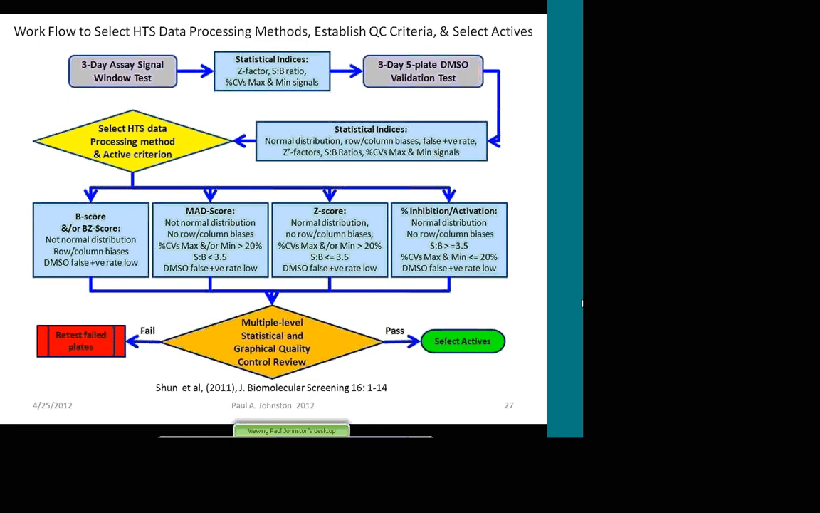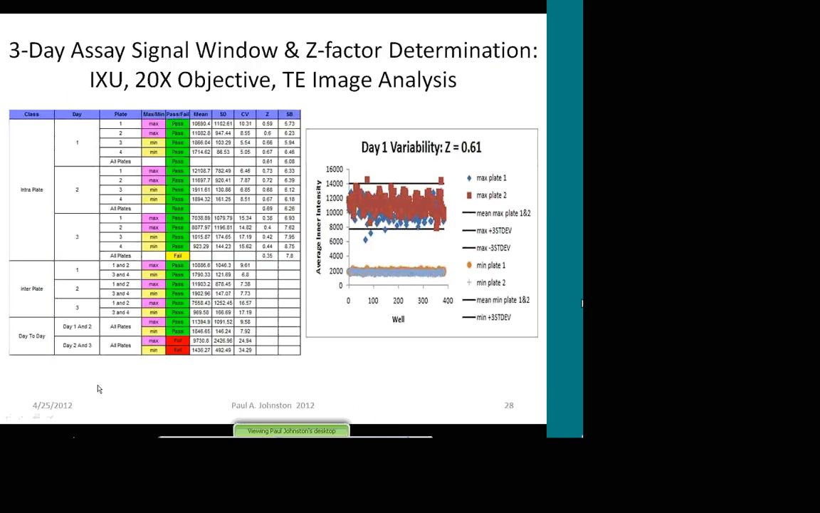This is just a cartoon from one of our publications that really shows we have instigated an assay validation, a couple of tests. One is the 3-day assay signal window test and the 3-day 5-plate DMSO validation test. I won't go through all the details here, but we use that data and the statistical indices that you generate from that data to help select the data normalization and active criterion for the screen. And then, of course, we incorporate a multi-level statistical and graphical quality control review to QC pass or fail our plates.